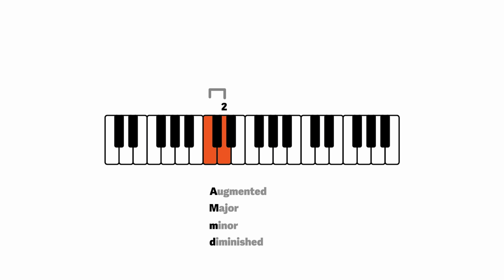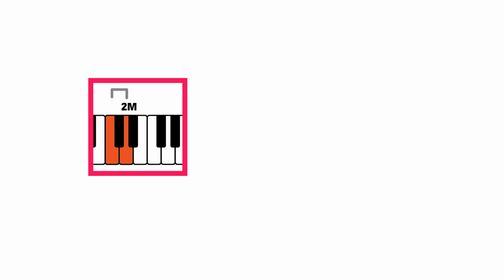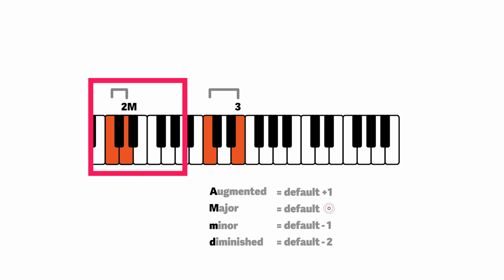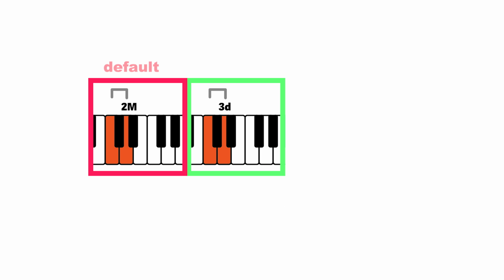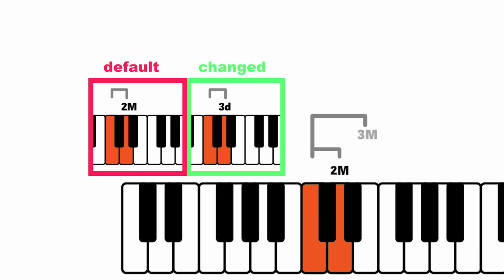Different interval names can describe the same distance from the root note. A major second is 2 half steps. A diminished third is also 2 half steps. Same sound, different label. One is the default version of a note. The other is a modified version of a different note. This isn't just music theory being weird, it actually helps us understand which note was altered to reach the final sound.